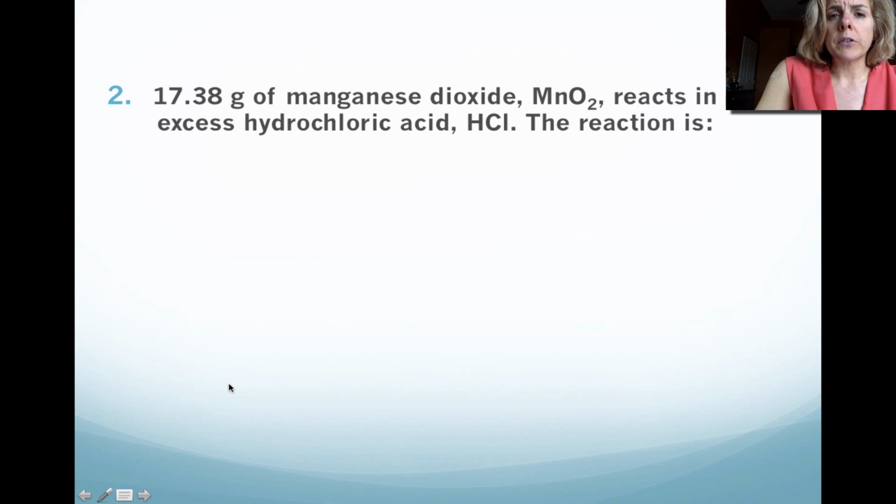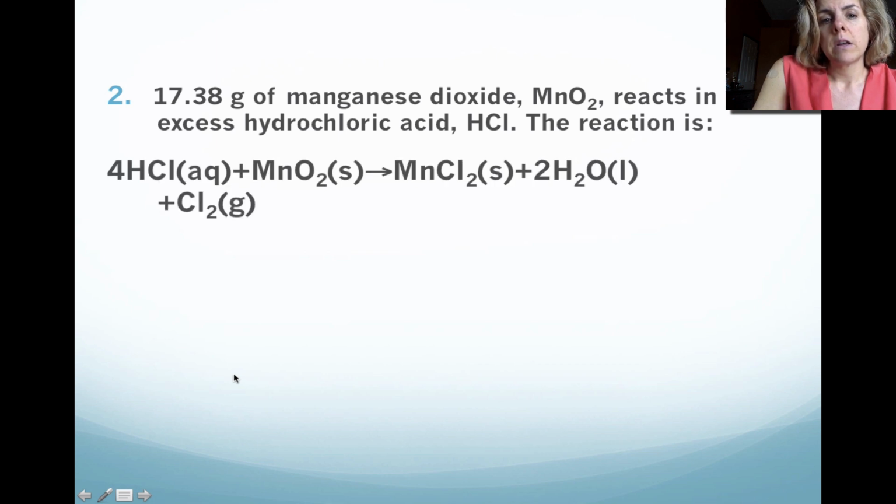Okay, another problem that we have is 17.38 grams of manganese dioxide. So notice that it reacts with an excess of hydrochloric acid. So when they say excess, that means that it doesn't matter how much hydrochloric acid we have. All we care about is the manganese dioxide. So here's a balanced chemical equation. And notice that there's a coefficient of 1 in front of the manganese dioxide.